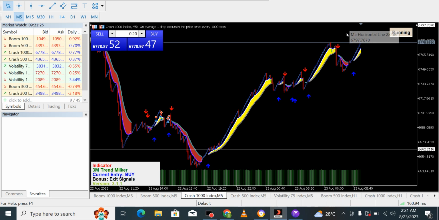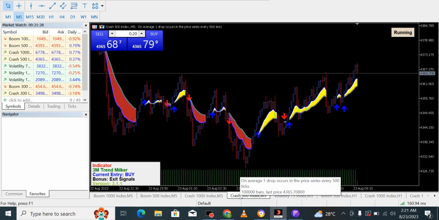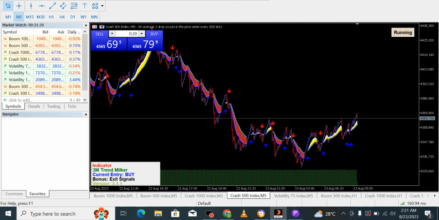Here should be our next TP. And of course if it breaks out above that, then it will keep on buying, but if it does not, then it should start selling right from there. Okay, so the next asset, which is going to be the last one we'll be checking out this morning, is going to be Crash 500.